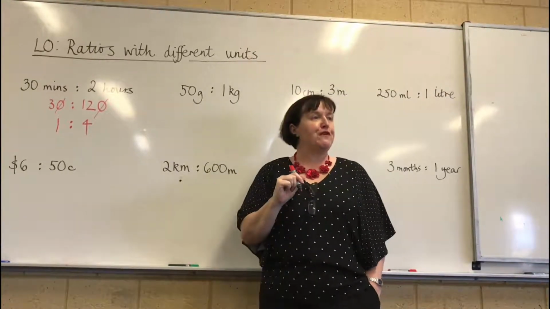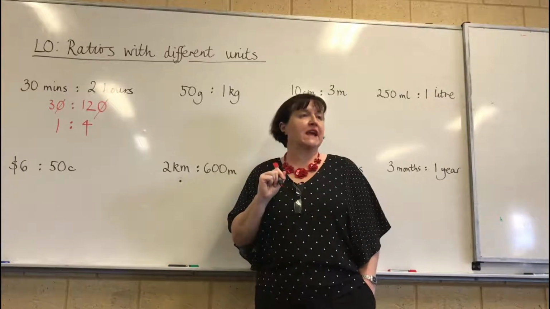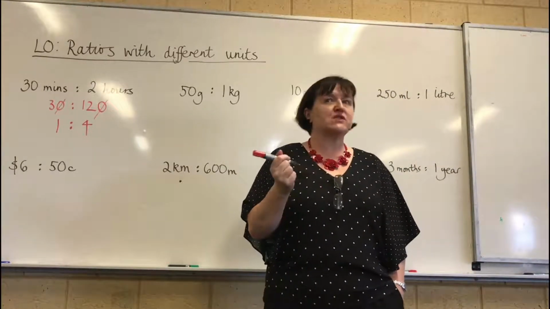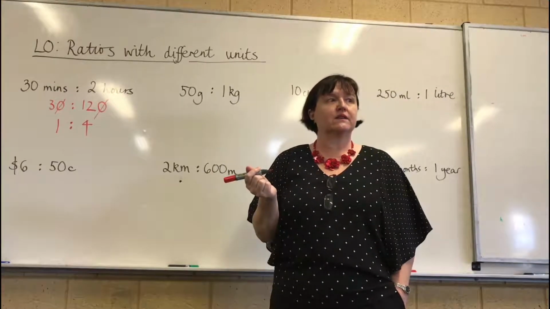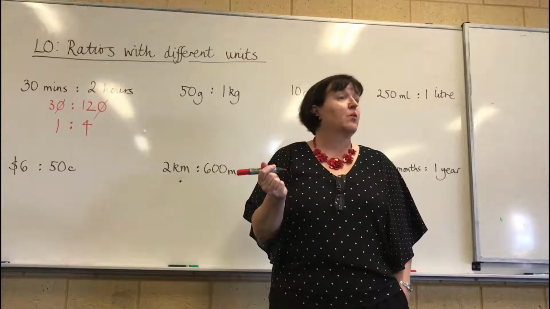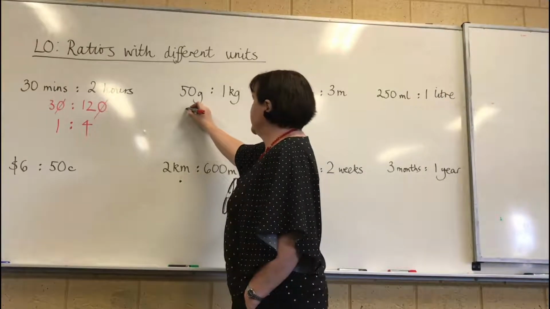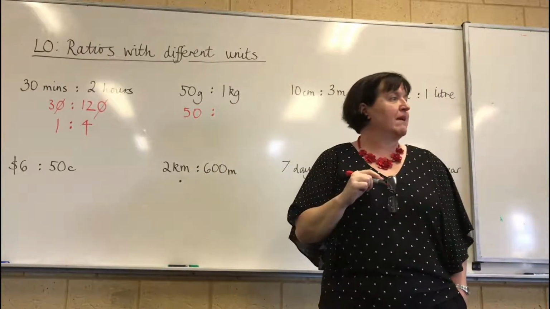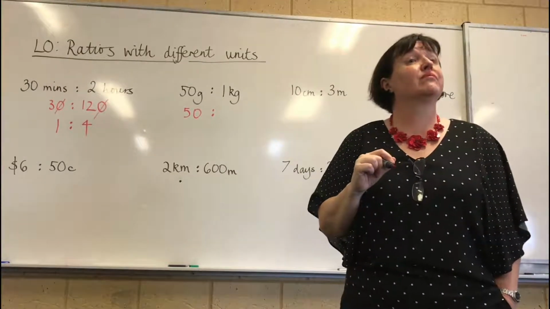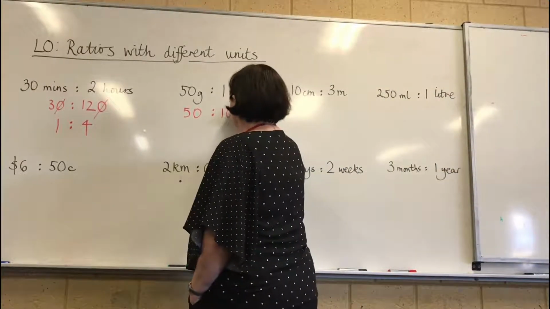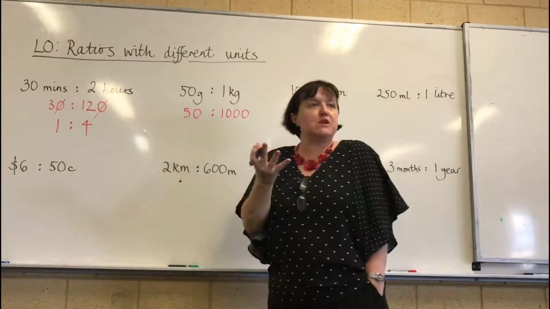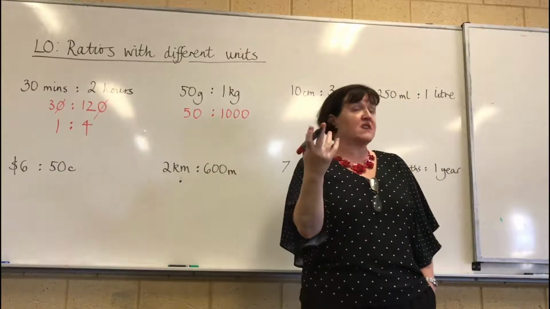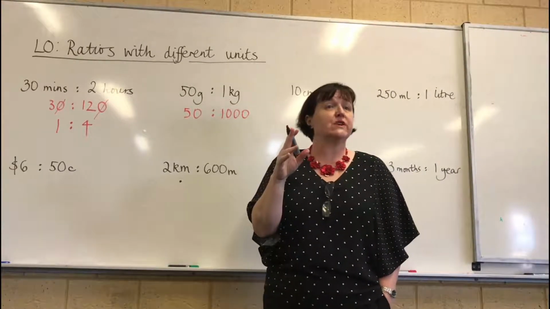Next one, we've got 50 grams to 1 kilogram. So which unit will be the most appropriate to change, do you think, Marshall? Kilogram. Well done, the kilogram. So we'll leave the 50 as it is. And 1 kilogram, how many grams are there in a kilogram? 1,000. 1,000. That's right. So we've got the same units again. Now, again, we've got zeros on either side of the ratio, haven't we? So what can we do?